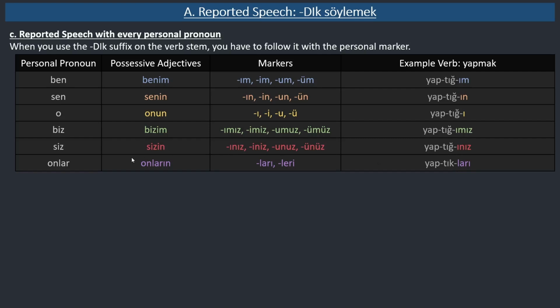Okay, I will slow down a little bit here. This is a big table. Maybe you are still new to this. Take all the time you need to consume this information. You will just need to memorize this table. And as I always do, I will give you this as a PDF. You can also find it on the internet if you type possessive adjective markers, suffixes. In your free time, you should memorize these endings. And once you memorize these endings, using the dık suffix will be pretty easy.